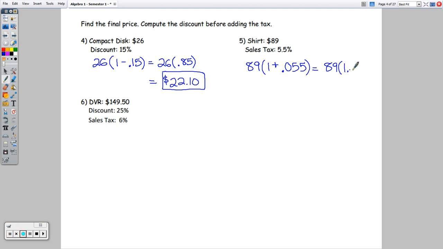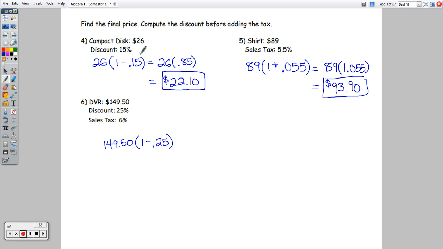So that's the same thing as 1.055. If you add those two things together, put that into a calculator, and you'd have $93.90. And for number 6, if we're computing the discount before adding the tax, we would want to find the discounted amount first. So 149.50, and then you could do 1 minus 0.25.